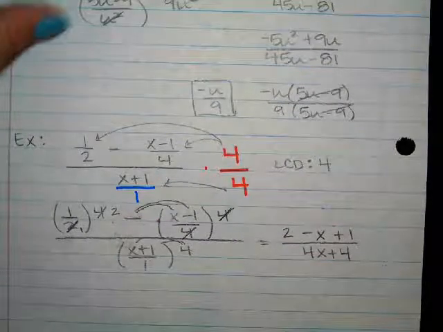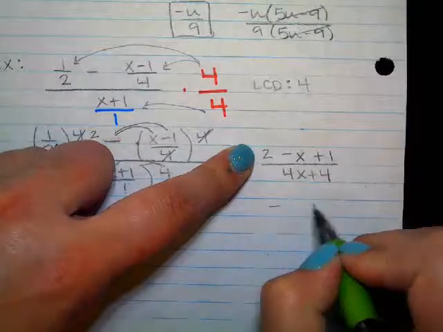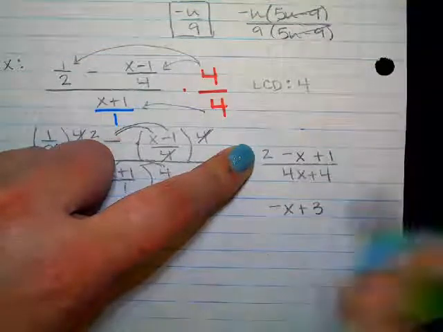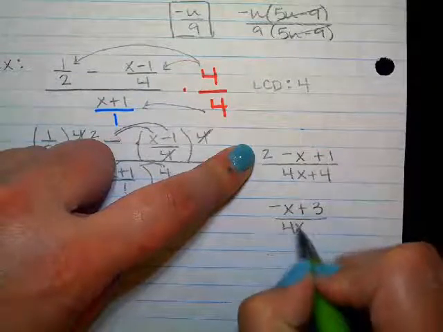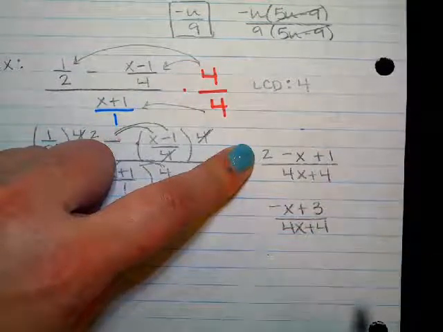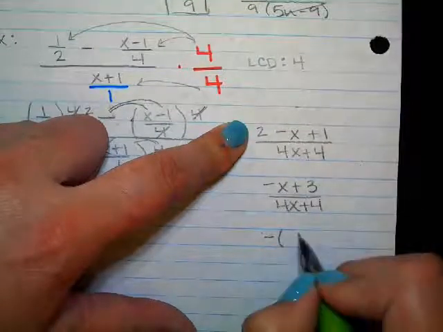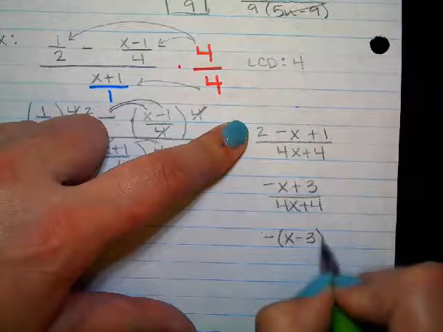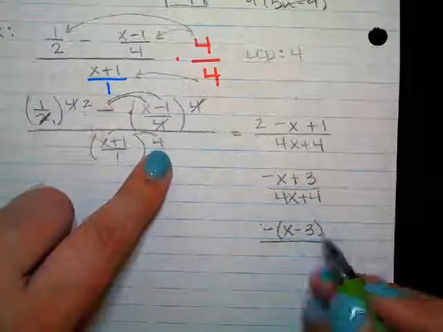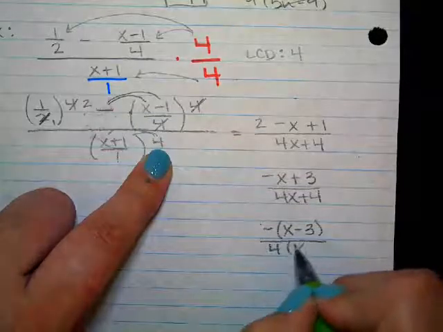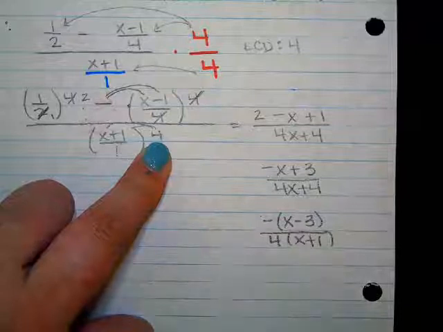So on the top, I have a negative x plus 3. On the bottom, I have a 4x plus 4. On the top, I can factor out a negative, negative x minus 3. On the bottom, I can factor out a 4. You can see I distributed it, but I can factor it back out and just leave an x plus 1. There is nothing that can cancel there, and so this is just my answer. There you have it.